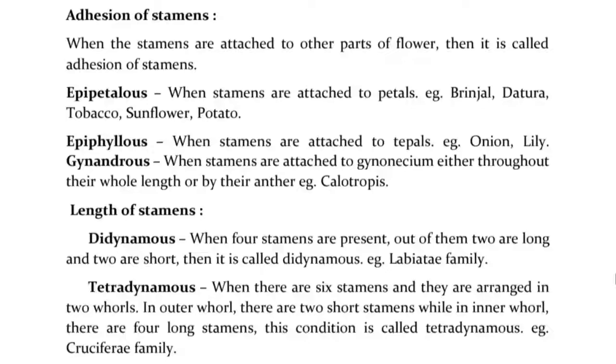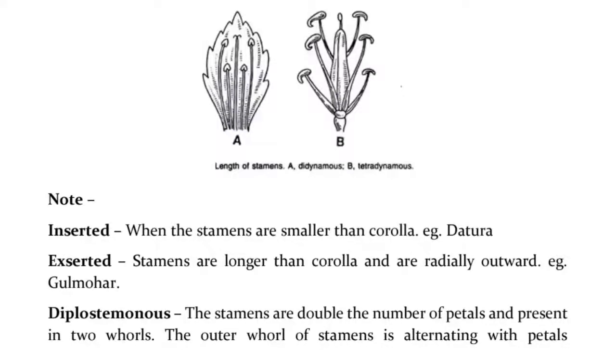Length of stamens. Didynamous: when 4 stamens are present, out of them 2 are long and 2 are short, it is called didynamous, e.g. Labiatae family. Tetradynamous: when there are 6 stamens arranged in 2 whorls. In the outer whorl there are 2 short stamens while in the inner whorl there are 4 long stamens. This condition is called tetradynamous, e.g. Cruciferae family. Included: when the stamens are smaller than the corolla, e.g. datura. Exserted: stamens are longer than the corolla and radially outward, e.g. gulmohar.